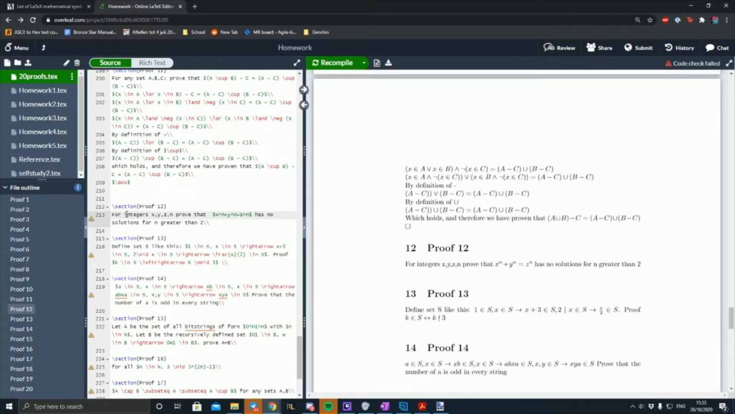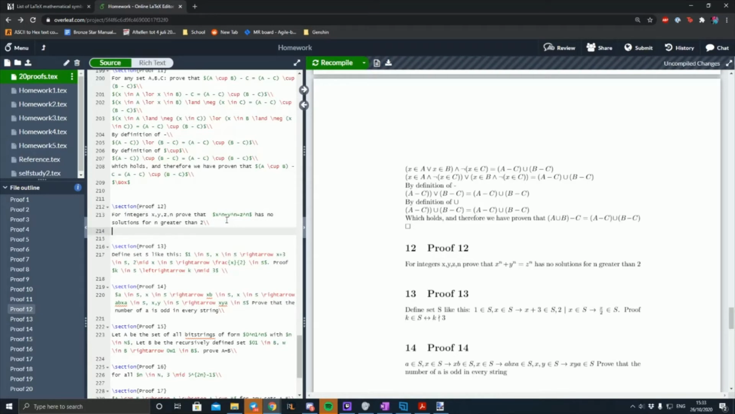So, for integers x, y, z, and n, prove that x to the power n plus y to the power n equals z to the power n has no solutions for n greater than 2. Somebody asked me this as a trick question, since it's supposed to be super duper hard. But either they asked it incorrectly or I rephrased it real quick. And here it says for integer z.